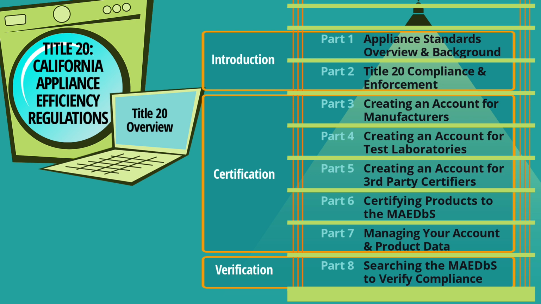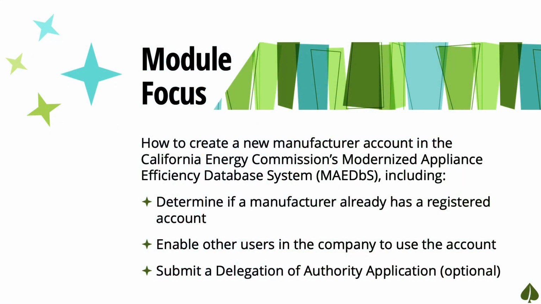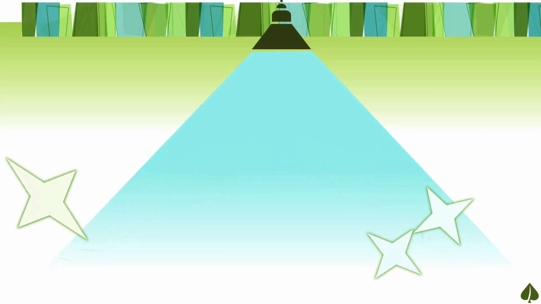You can find them on the Energy Code ACE YouTube channel or on the training page of the Energy Code ACE website. In this module, we'll go over the steps manufacturers take to create an account in the California Energy Commission's, or CEC's, Modernized Appliance Efficiency Database System, or MAEDbS for short. This will include steps to determine if a manufacturer already has an account, how to enable other users in the company to use an account, and how to submit a Delegation of Authority Application.